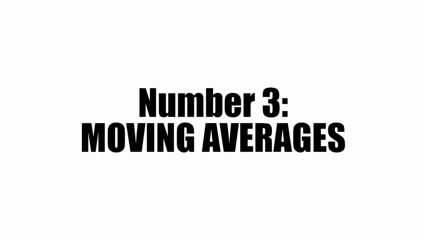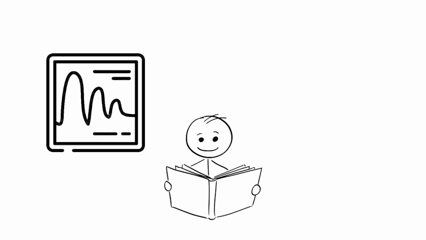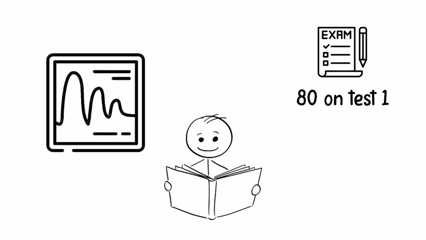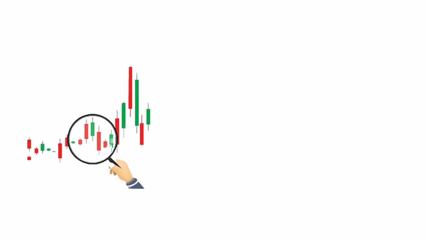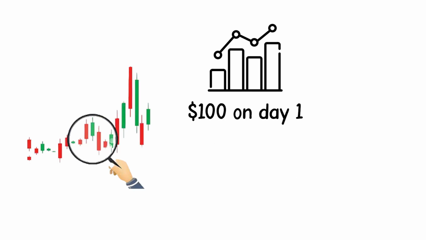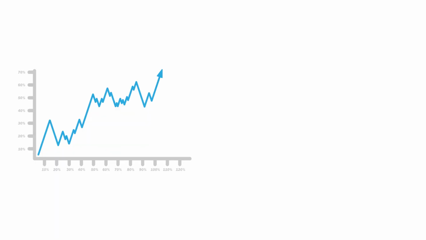Number 3, moving averages. Moving averages sound complicated, but they're actually super simple. A moving average is just the average price of a stock over a certain number of days, and it shows up as a smooth line on your chart. Think about your grades in school. If you got an 80 on test 1, a 90 on test 2, and a 70 on test 3, your average grade is 80. Stock prices work the same way. If a stock was at $100 on day 1, 110 on day 2, and 90 on day 3, the average price is 100. The moving average just plots that average as a line on your chart.